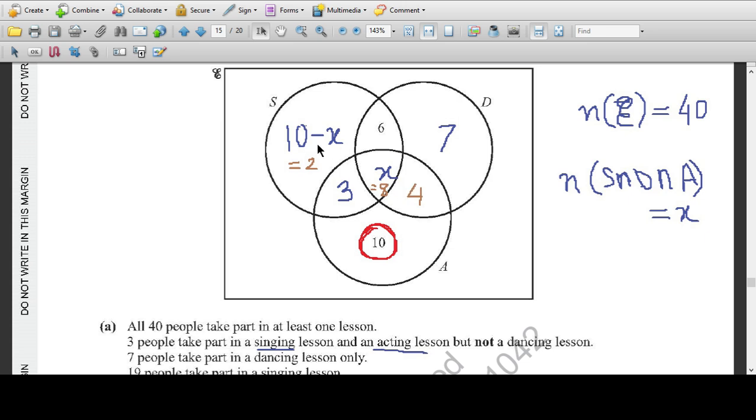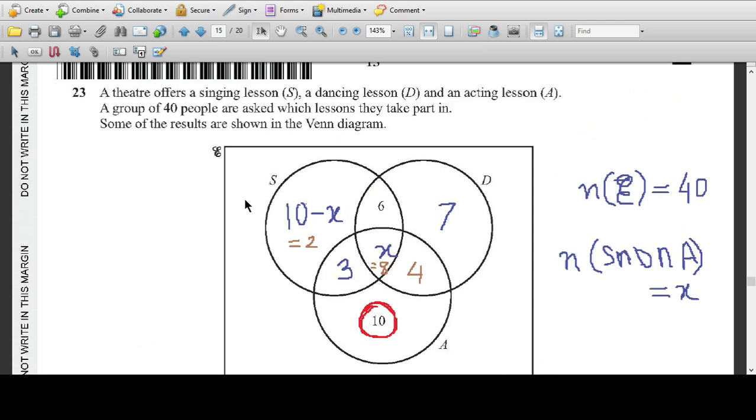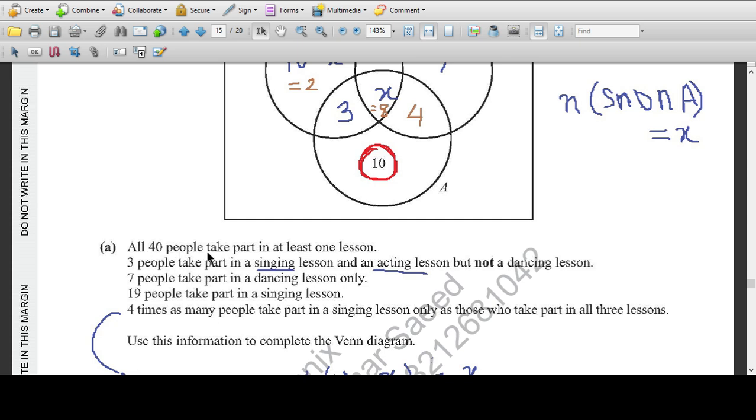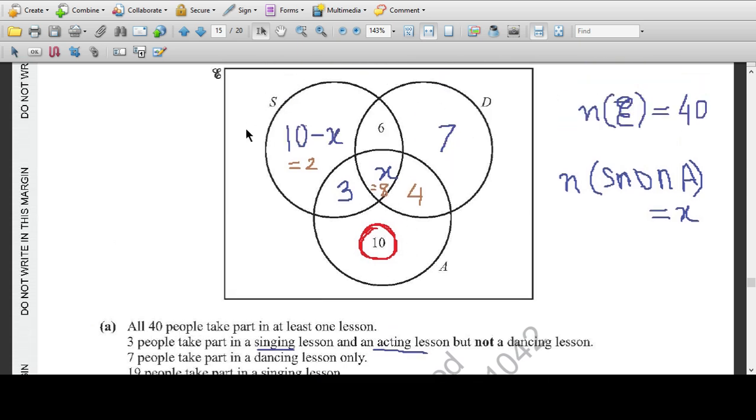Now this is 2, this is 6, 7, 3, 8, and this 10 is given, and the rest is this 4. If we add all these numbers, we get 40, because nobody was there who did not take part in any activity. All of them participate in at least one of the lessons.